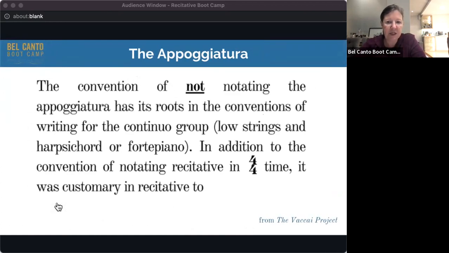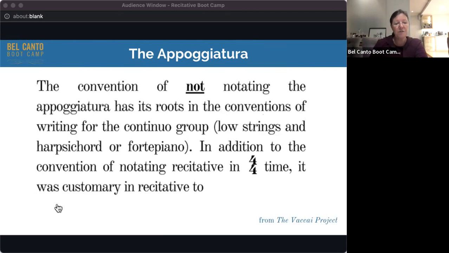We go through this quickly because I want you, the people I'm going to work with in the next 2 months, wherever you're going to work, to practice being able to explain. The convention of not notating the appoggiatura has its roots in the conventions of writing for the continuo group, the low strings and harpsichord or fortepiano.